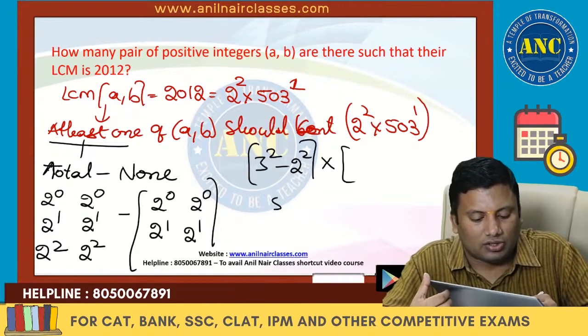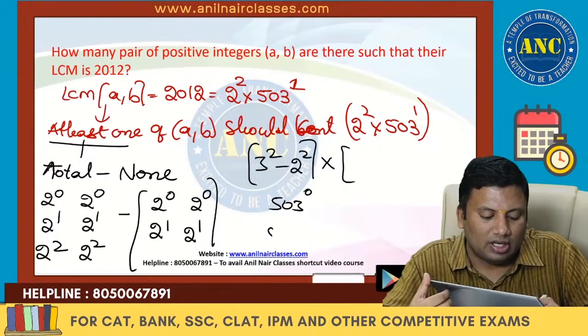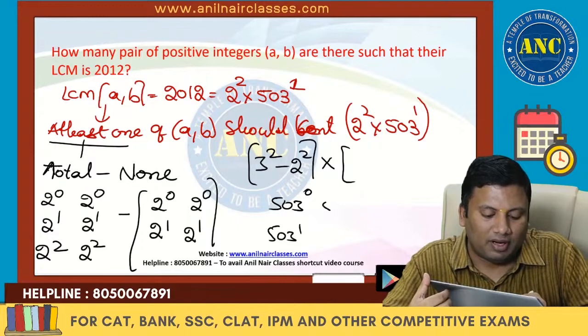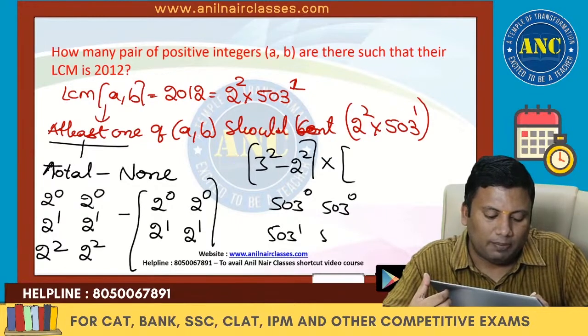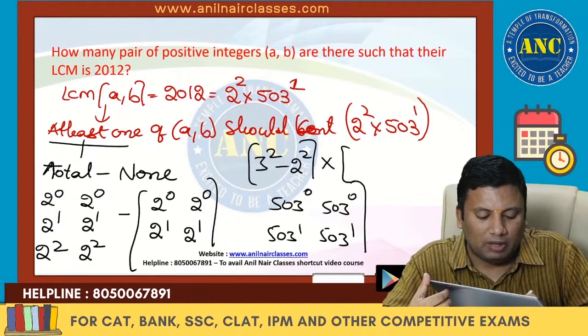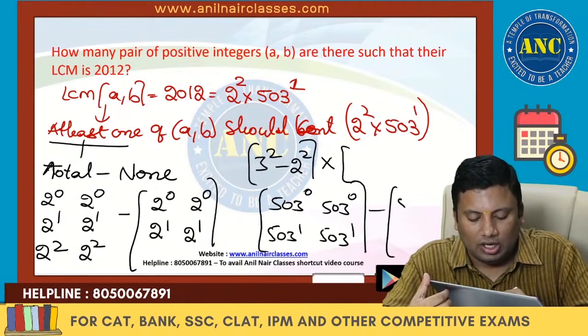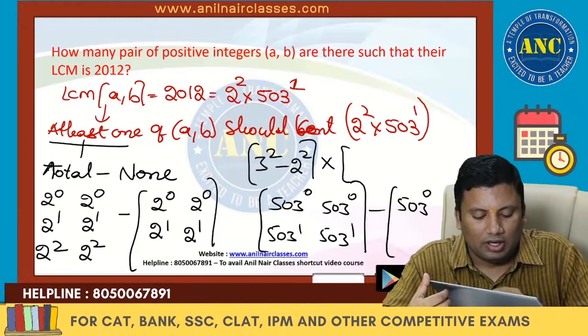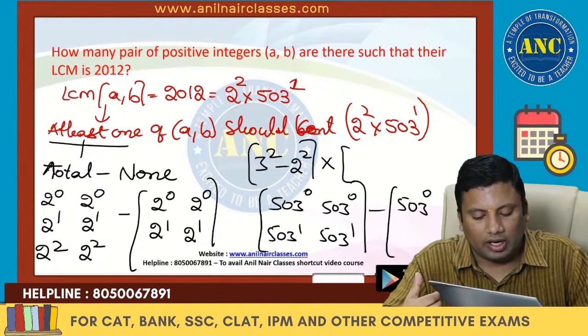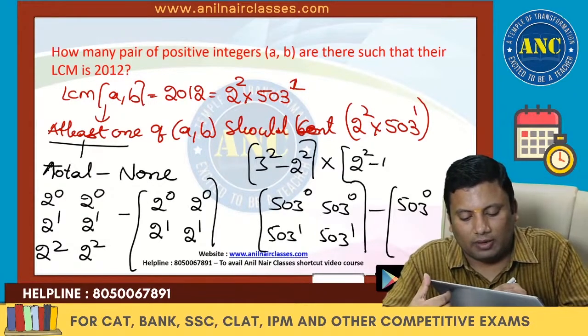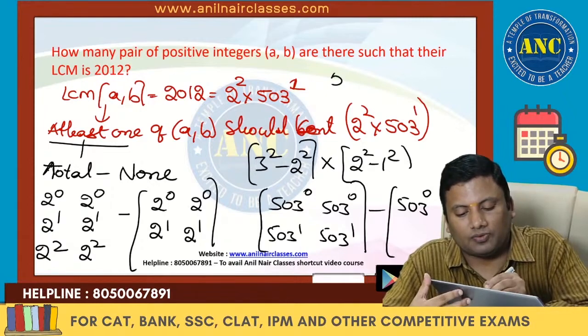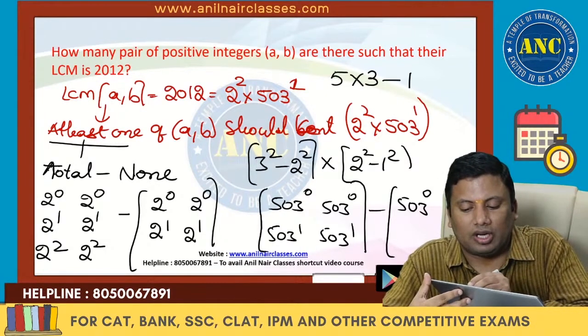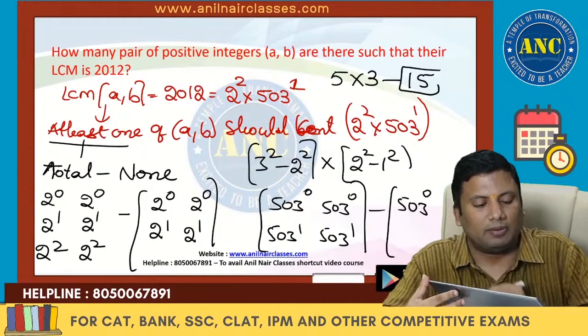Again 503 also. 503 power 0, 503 power 1 for A. 503 power 0, 503 power 1 for B. Total minus not taking 503 power 1. This is nothing but 2 square minus 1 square. 9 minus 4, 5. 4 minus 1, 3. 5 into 3 is nothing but 15.